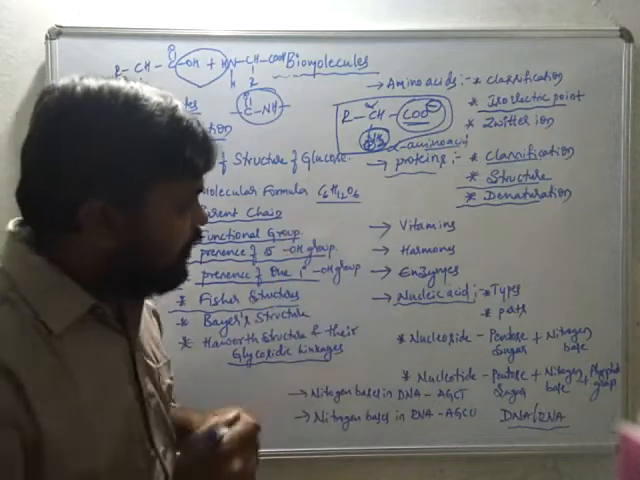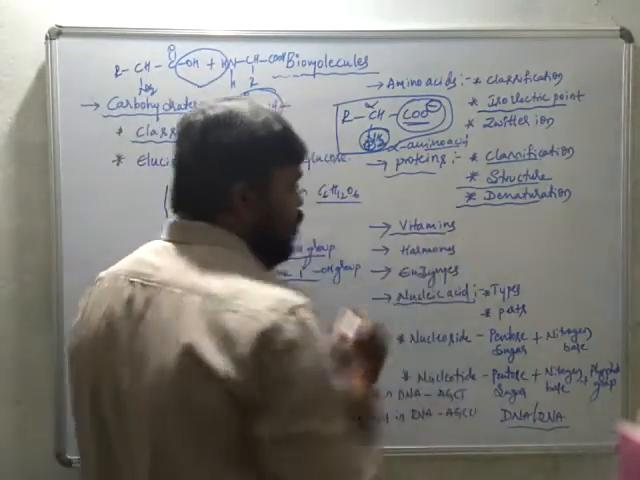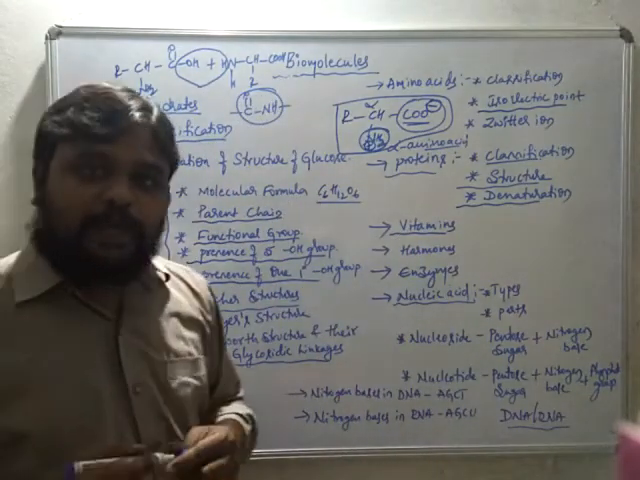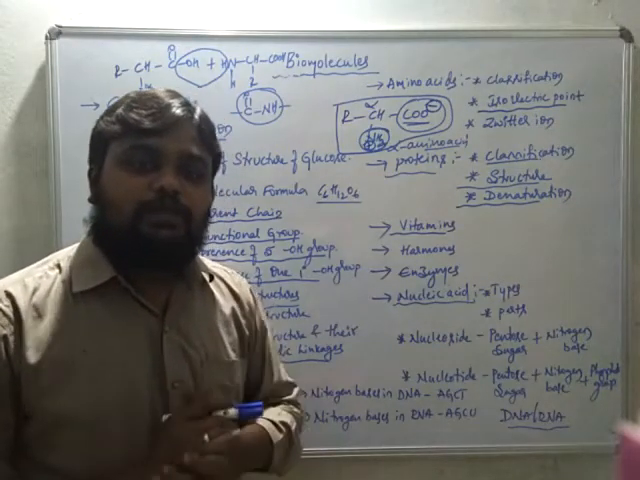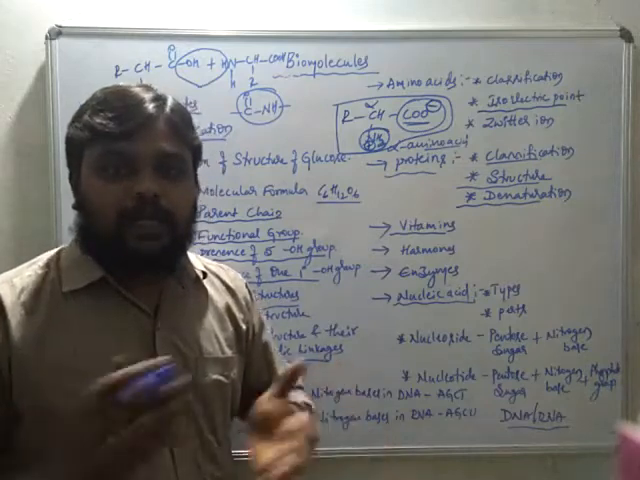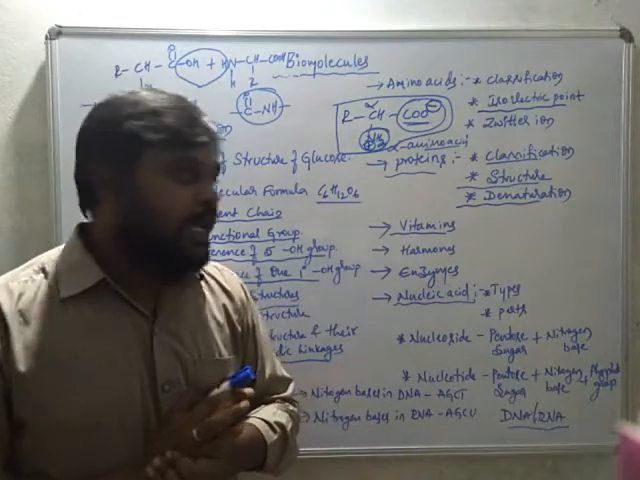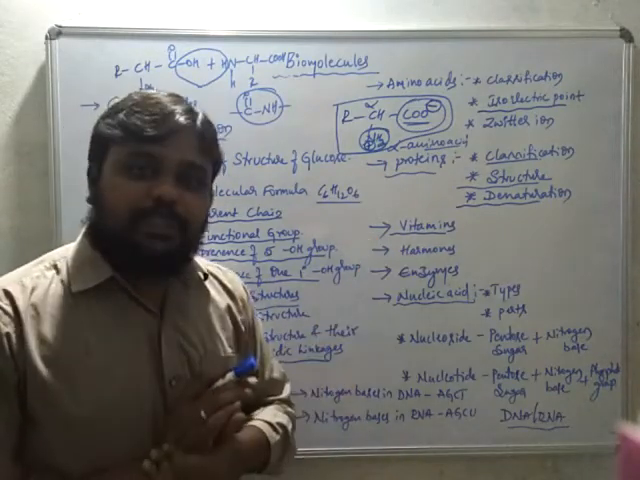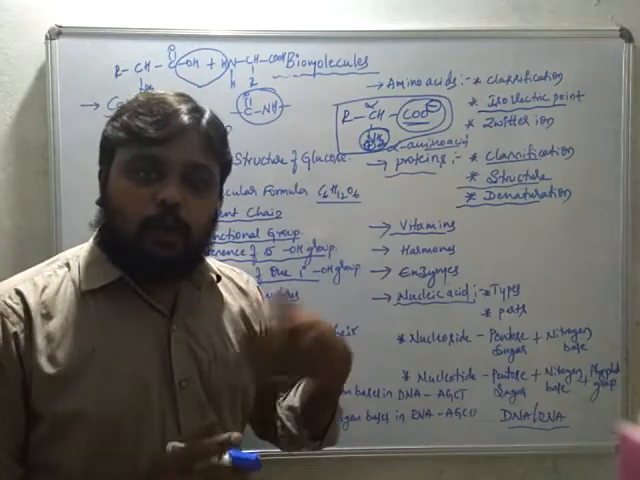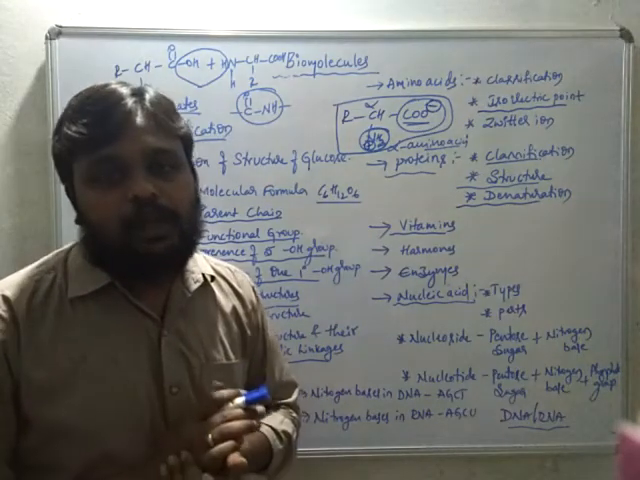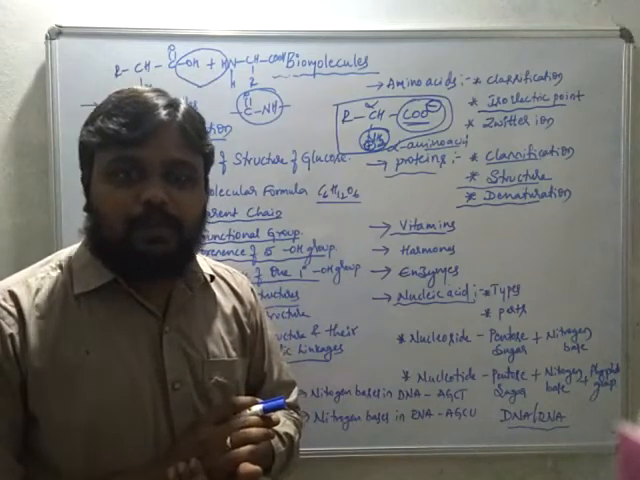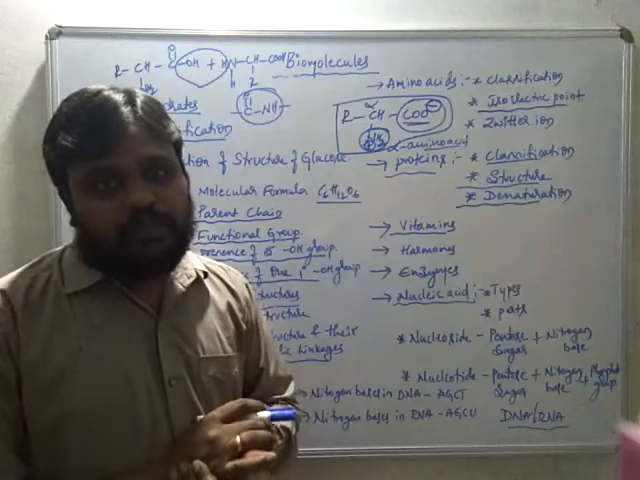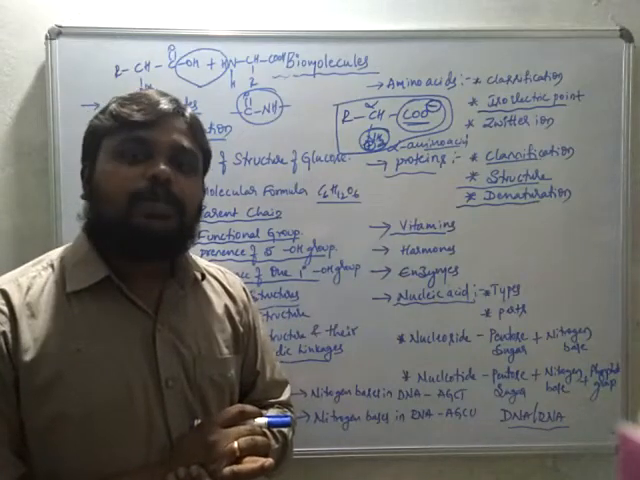After that we have vitamins. Vitamins are very important biomolecules required in small quantities, responsible for the normal growth and development of living organisms. These vitamins are classified into two types: water soluble and fat soluble. Examples of water soluble vitamins are vitamin C, vitamin B12 and vitamin B1.